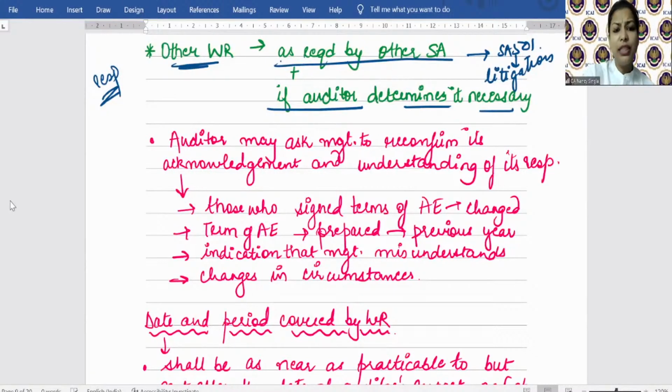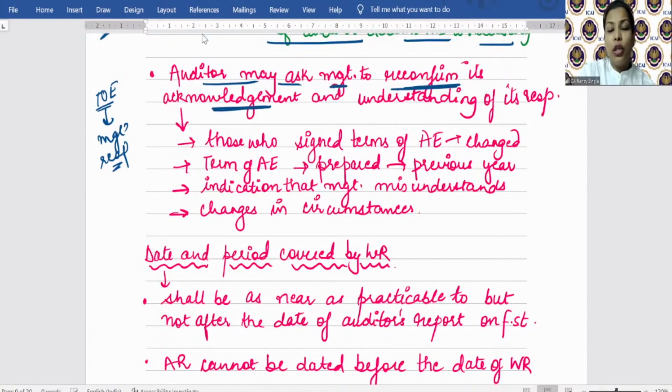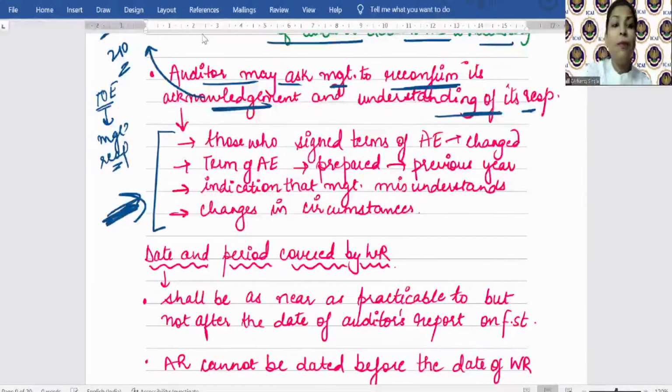Okay. Now, further it says that in the terms of audit engagement, the management responsibilities were acknowledged by the management. Now, let's say that management has changed. Then there is a need to obtain written representation immediately. So the auditor may ask management to reconfirm its acknowledgement. Which acknowledgement? The one taken in SA 210, and understanding of its responsibility in these circumstances. It means here you must get it confirmed right then and there. Those who signed the terms of audit engagement have changed.